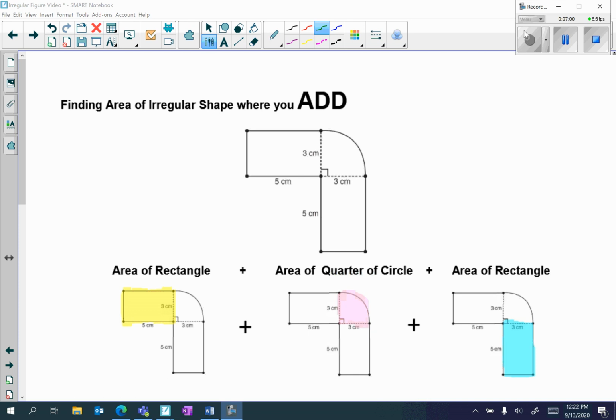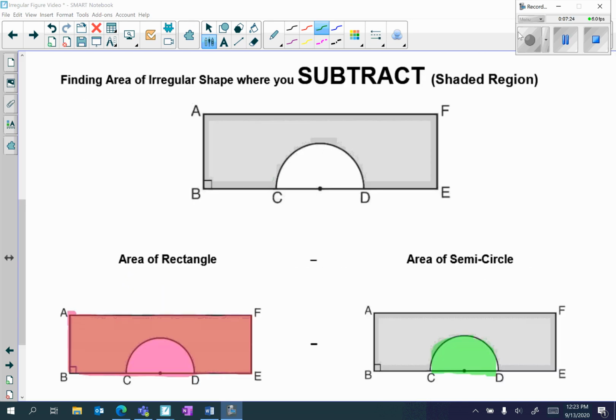Lastly, I have a quick summary of what we just discussed today. Finding the area of an irregular shape where you add. Take a look at this example. I see an area of a rectangle, area of a quarter of a circle, and area of a rectangle again. This is when you add to find the total area. Finding area of an irregular shape where you subtract is when you're looking for a shaded region. So for example, in this problem, I would find the area of the rectangle and subtract the area of the semicircle in order to find the shaded region.